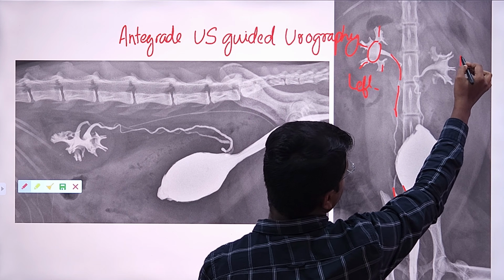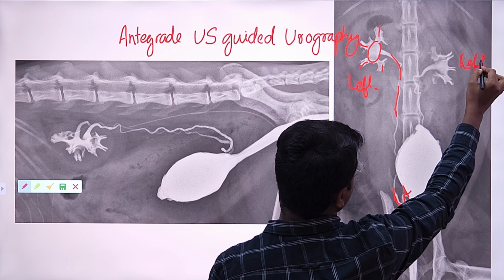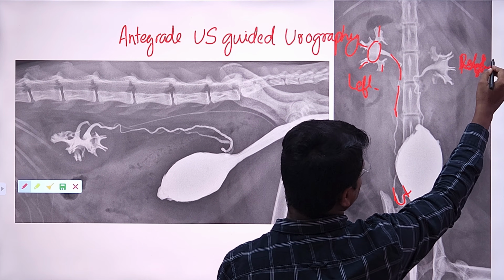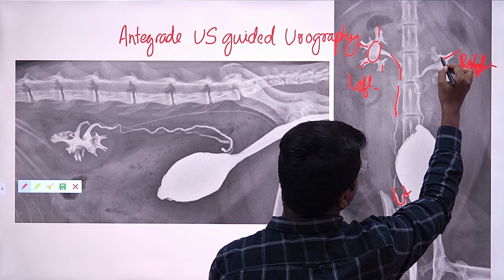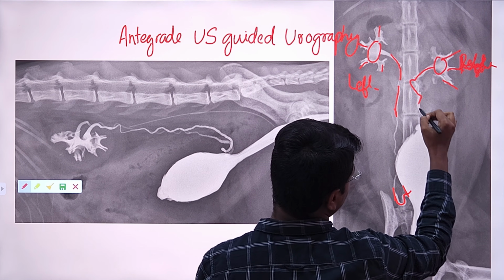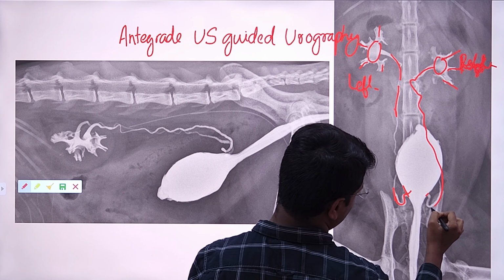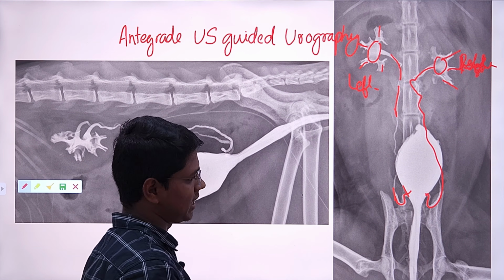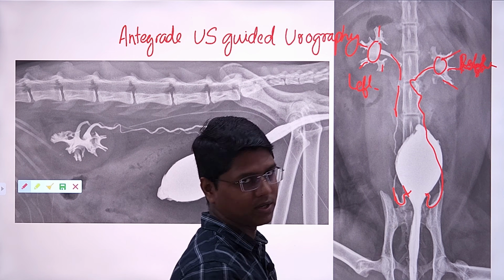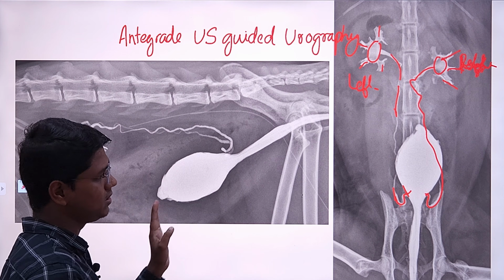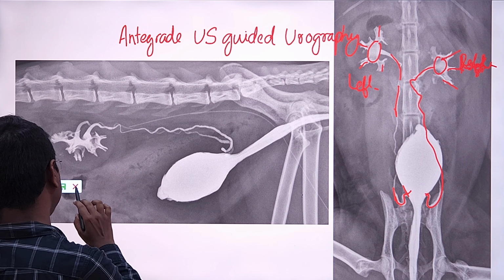Now this is the right side. Sorry, this is the left side. I am sorry again, this is the right side. These are the diverticulums, the renal pelvis. This is the ureter, a very tortuous structure, like this. Note the cranial migration of these ureters. These are normal structures. Let us go into some pathology.